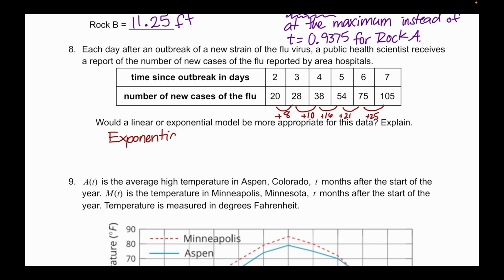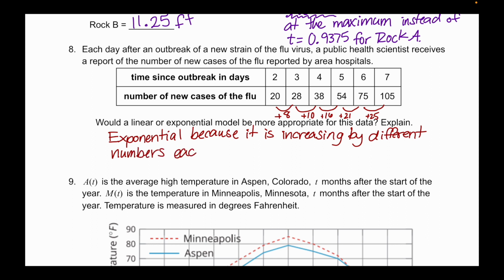I would say exponential because it is increasing by different numbers each time. Linear would mean it should be increasing by the same number each time.